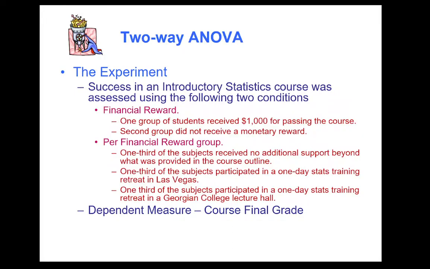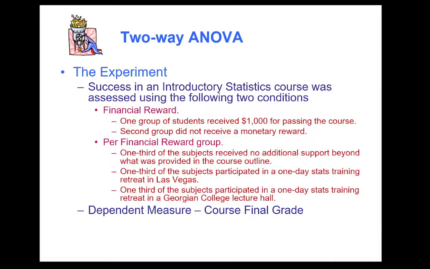For those who do not receive the $1,000 bursary, they receive no money. Of that group, I've split them into three. Of the ones who received no financial incentive, a third received no additional support, a third went to Vegas, and a third hung around the college and did the intensive tutorial work with me in a lovely Georgian College lecture room. Now these are independent groups, right? This is a between subjects design.